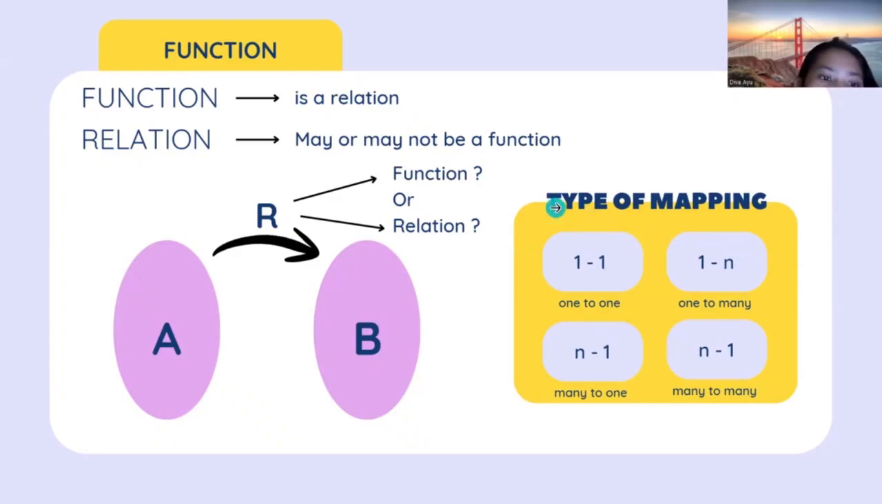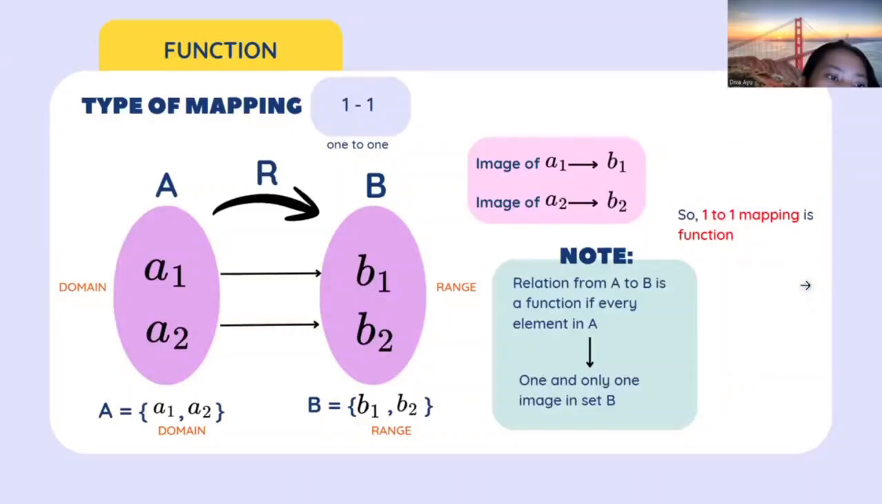These are the types of mapping: one-to-one, one-to-many, many-to-one, and many-to-many. The first type is the one-to-one mapping. We have set A and set B. Set A has elements A1 and A2. Set B has elements B1 and B2. Now we can say that the relation from set A to set B has a one-to-one mapping.